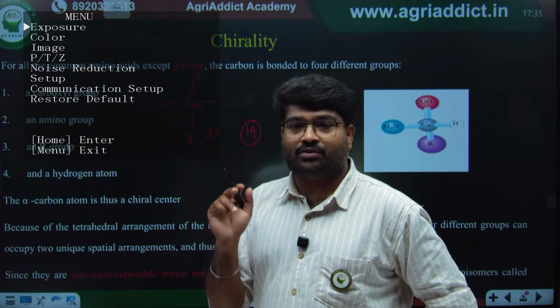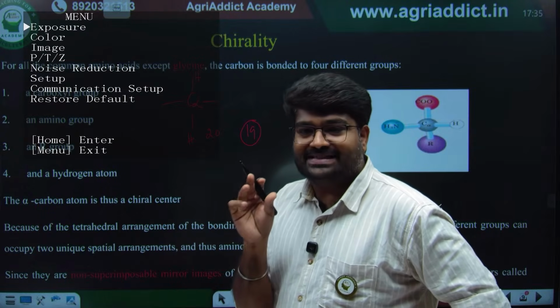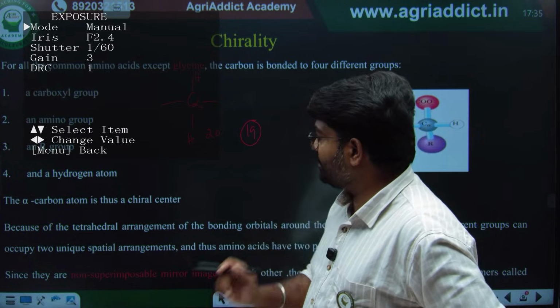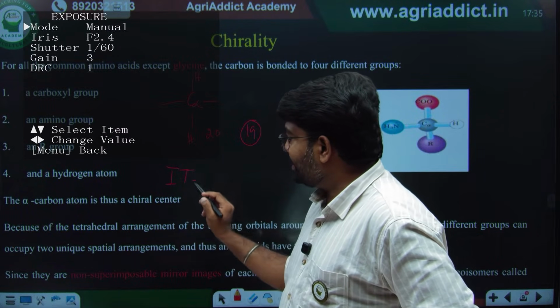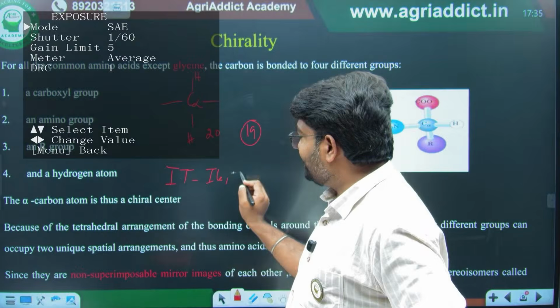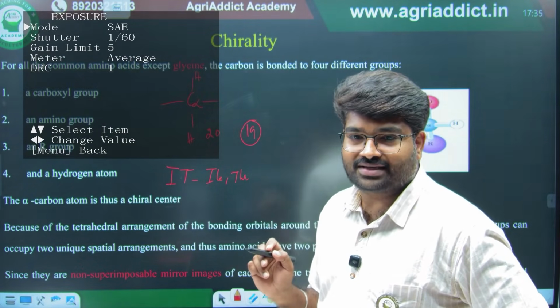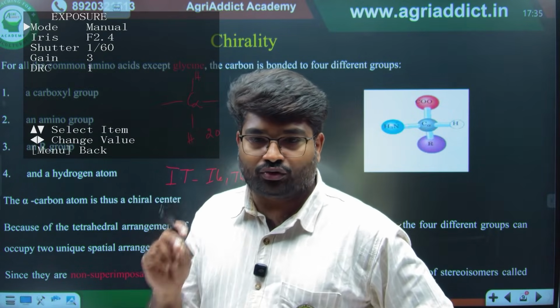And one more question they will ask: what are the amino acids having 2 chiral carbons? You just have to remember IT. Isoleucine and threonine. Isoleucine and threonine will have 2 chiral carbons. I hope this is clear for everyone.